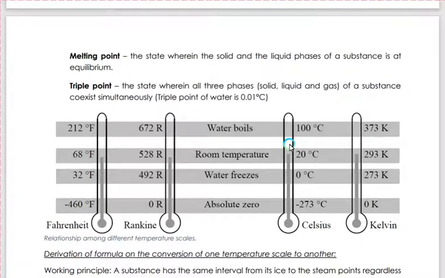For freezing point, of course it is 0 degrees Celsius for the Celsius units. So those are the equivalents. Then we have absolute zero.